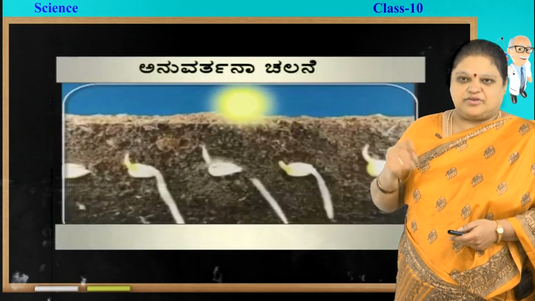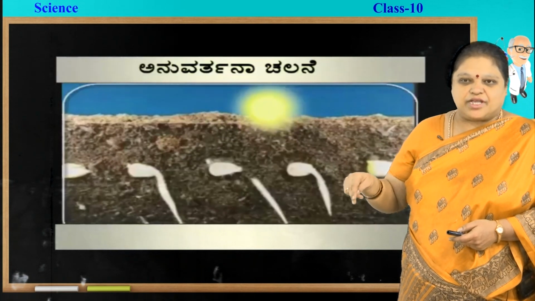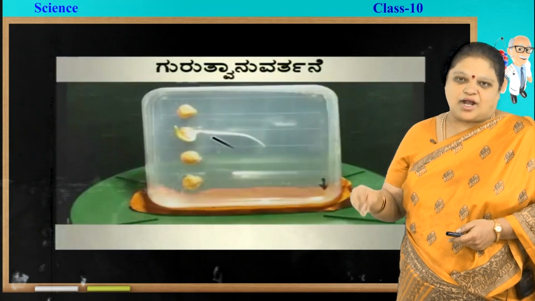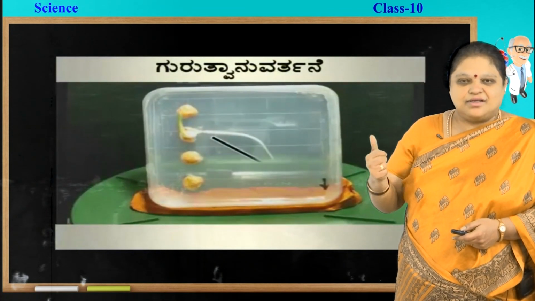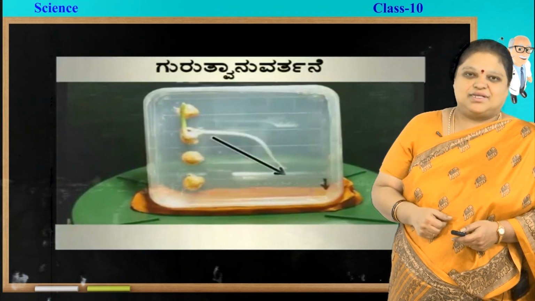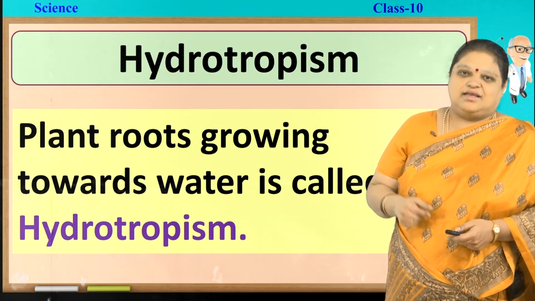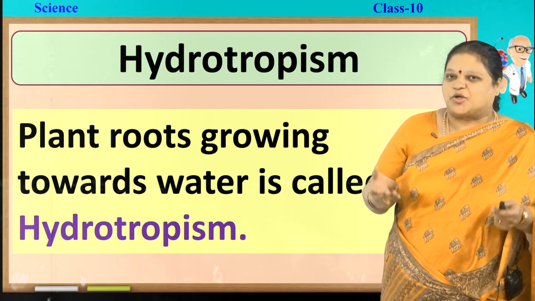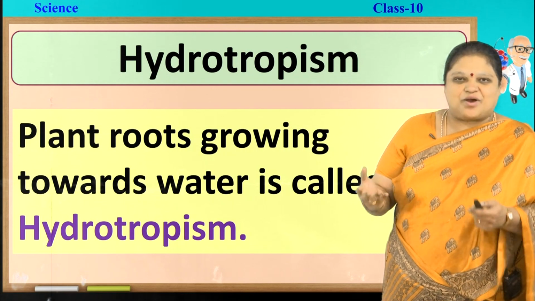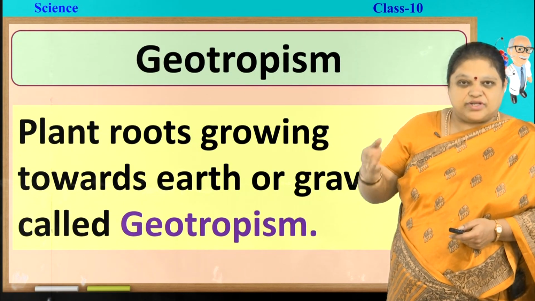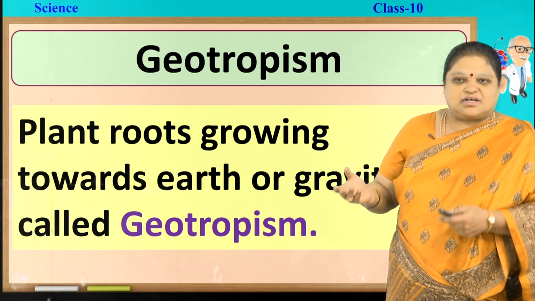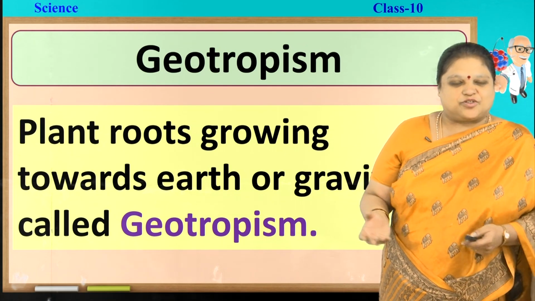Now, let us see here. You can see that the roots are growing towards the earth. Not only that, the roots are growing towards the water. You can see very clearly here the roots are growing towards the earth. So, what do we call it? If they are growing towards the water, you call it hydrotropism. Hydro is connected to water, and if it is moving towards the earth or gravity, you call it geotropism. So, plant roots growing towards earth or gravity is called geotropism.